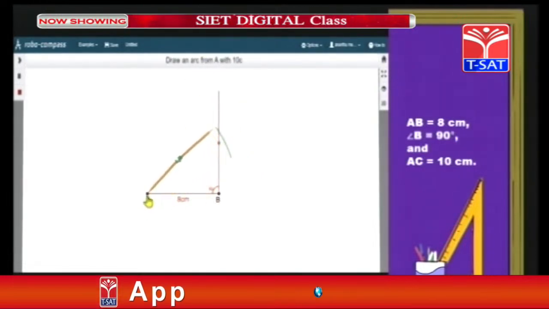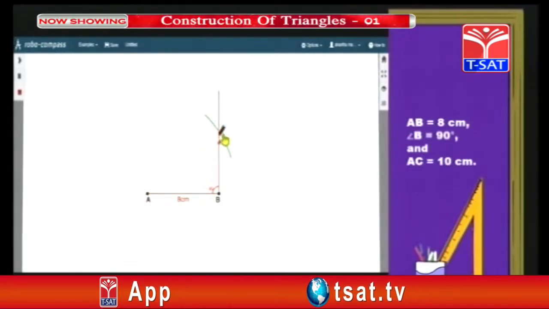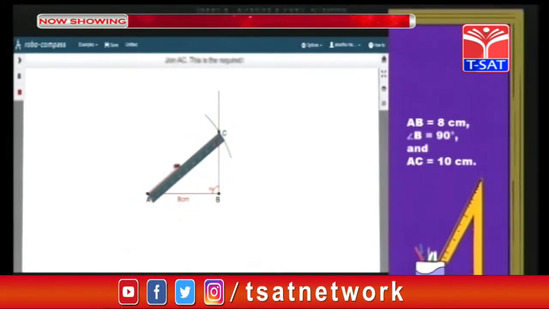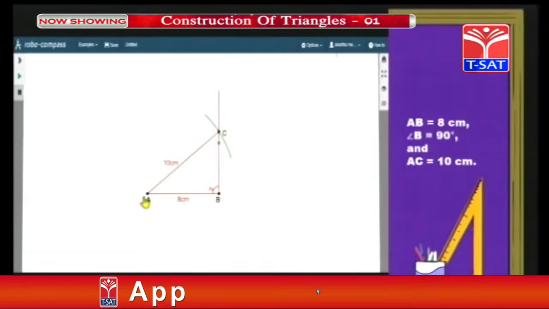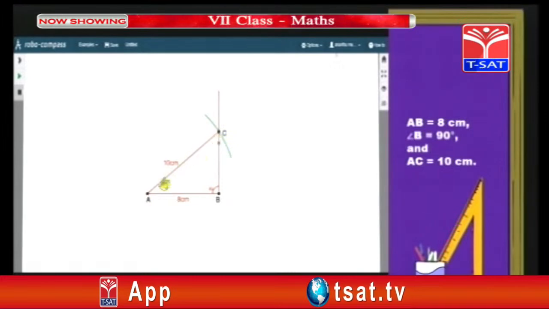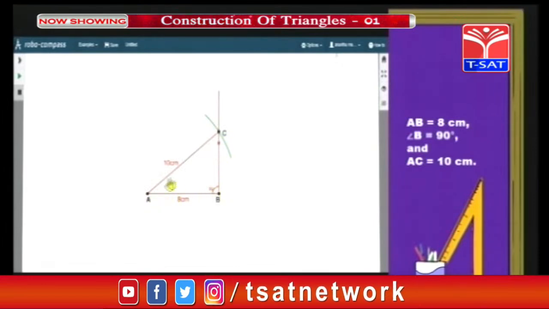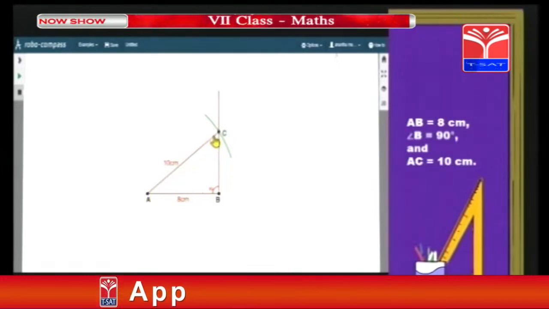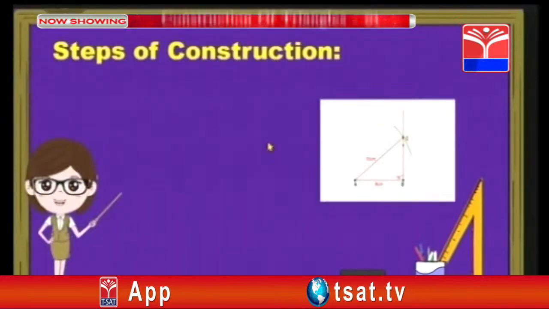Now from A we have to draw an arc with 10 centimeters and the intersecting point is taken as C. Now join AC, will get our required triangle here. This is our base, AB is equal to 8 centimeters, our hypotenuse AC 10 centimeters, angle B 90 degrees. AC is the longest side of a triangle ABC, so it is hypotenuse. Next, we will go to steps of construction.